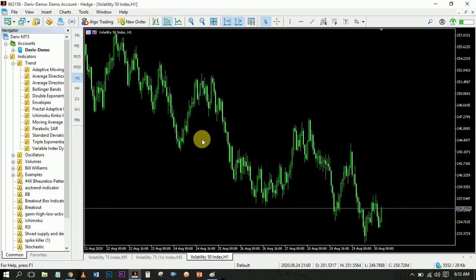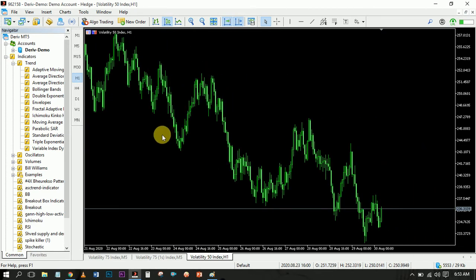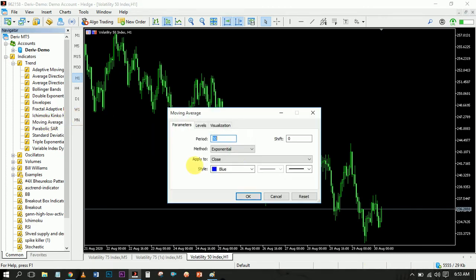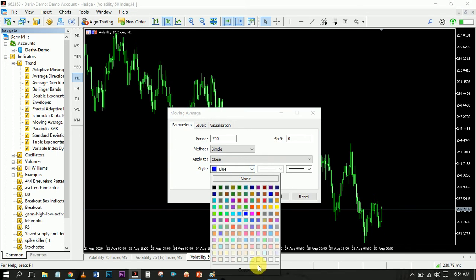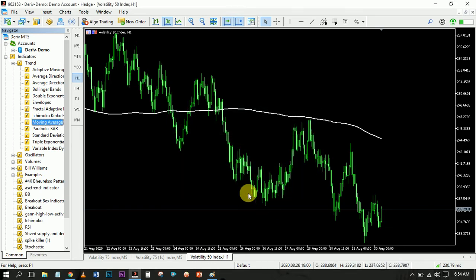Now, down to my chart here, the first moving average I want you to understand and make use of is the 200 moving average. You drag your moving average here. My 200 moving average could be simple, it could be exponential, whichever, and you can make it any color. I like to use white, then simple close, then that's it.